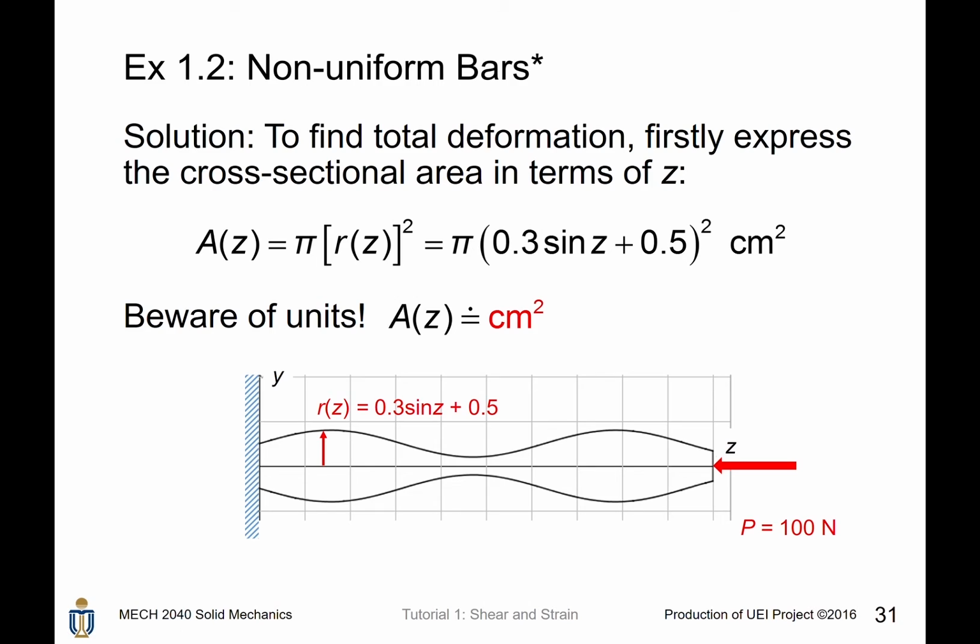Next, we want to find the total deformation of this circular bar with the variable cross-sectional area. If you still remember, delta equals the integral from 0 to L of P dz over E A(z), where P and E are both known. For A(z), we know that it is a function of the variable z. Therefore, we can write the cross-sectional area in terms of z: area is pi r squared, and r is given by this formula. Therefore, A(z) can be written in this form.